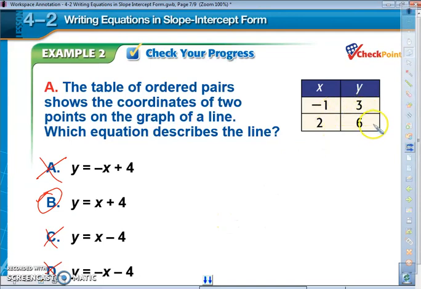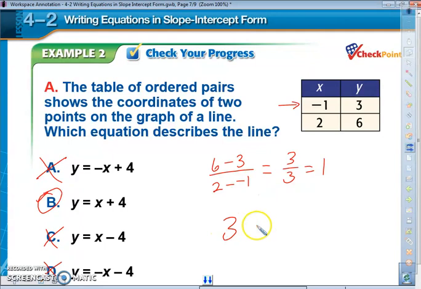Now, if you wanted to go ahead and solve it, you could go 6 minus 3 over 2 minus -1, which equals 3 over 3, which equals 1. All right, which makes sense. All of them are 1. Some of them are positive, some of them are negative, but it's a positive 1. So now I pick a point, and it doesn't matter which one, they're both going to work. 3 equals 1 times -1 plus b. So 3 equals -1 plus b. b equals 4. And that's what I got right there.